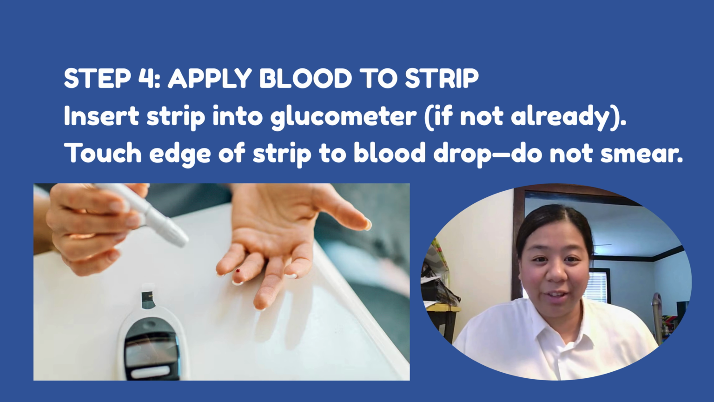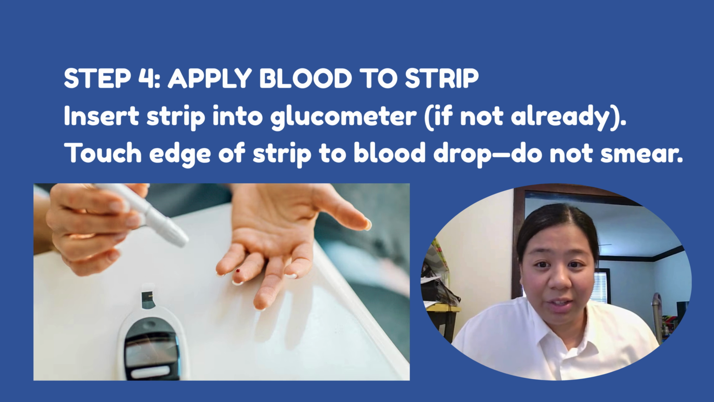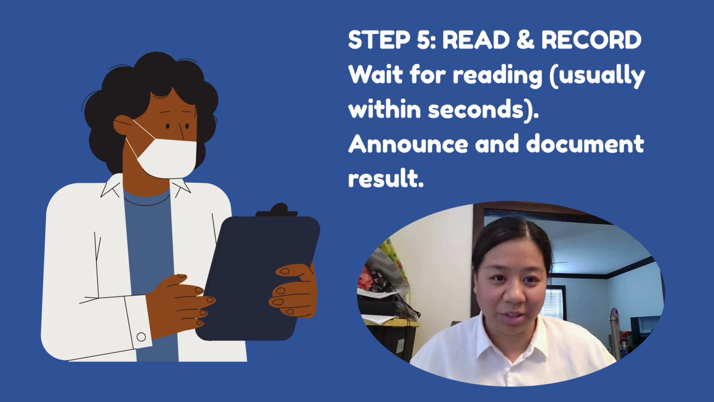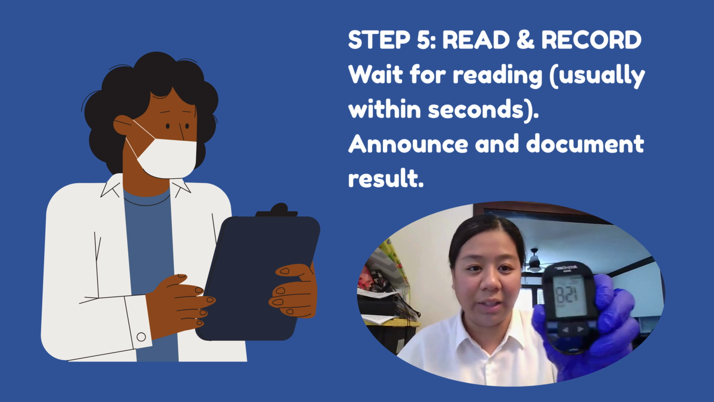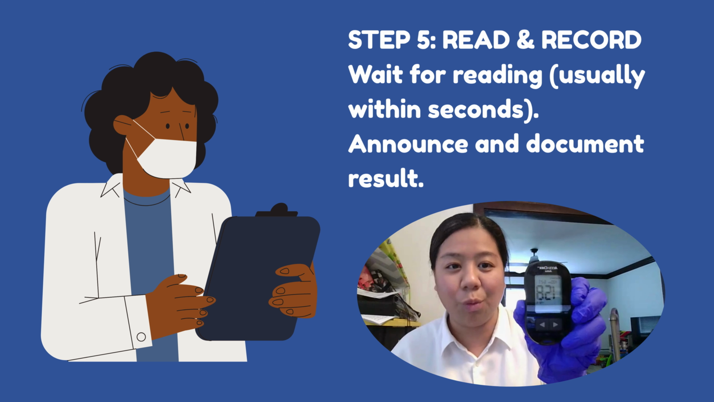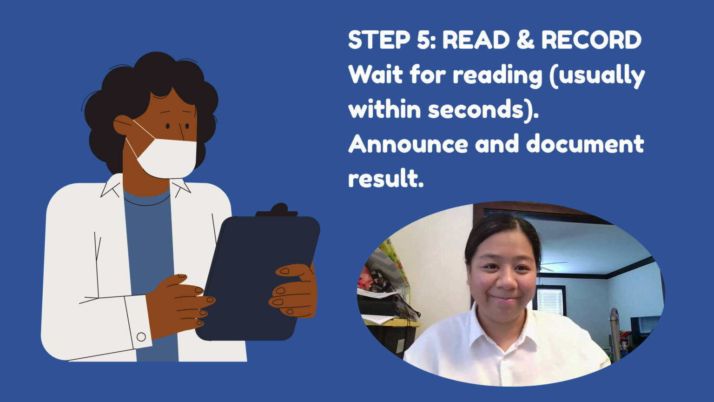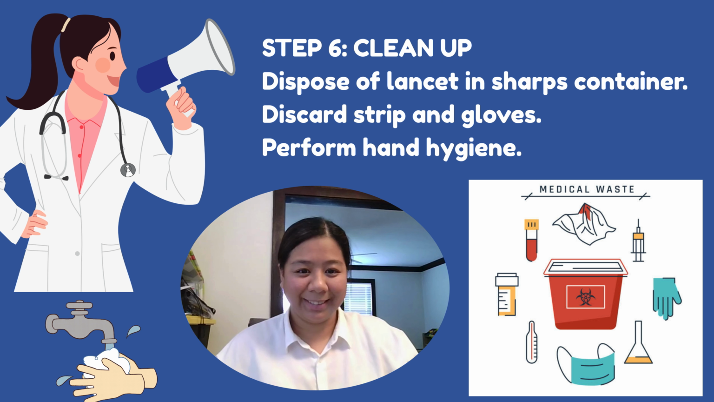In the previous slide, I've already shown you about applying the blood to the strip, where we touch only the edge of the strip to drop the blood and do not smear. And for our next step, read and record the result. You can announce and document the result in the patient's chart. You can also inform the patient about the result that you viewed in the glucometer. In this case, it's 158. Again, the result is 158.